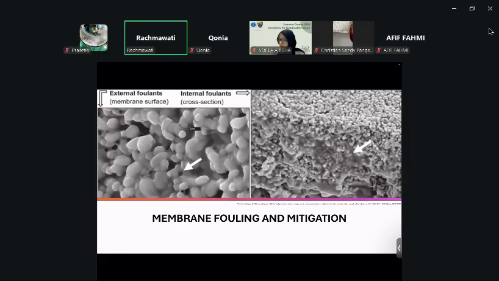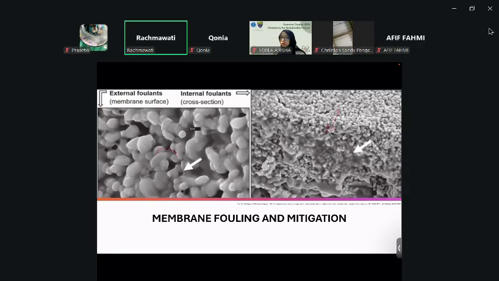most challenging thing in the membrane, fouling. So we want to know what is the fouling and what is the mitigation that we can do to it. And you can see this is a SEM picture. So the left one is the external fouling. It's the surface of the membrane that you can see something aggregated on the surface of the membrane.